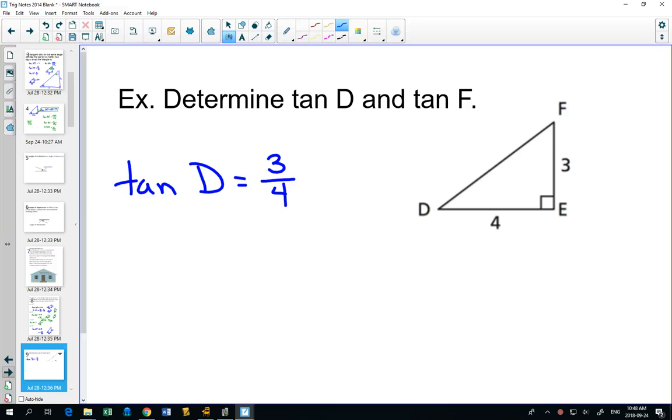And tan of angle D, this is our final answer. It says determine tan of angle D. We've got tan of angle D by itself on one side, and we say what it's equal to. Finished. Tan of angle F is equal to opposite side is 4. Adjacent side is 3.